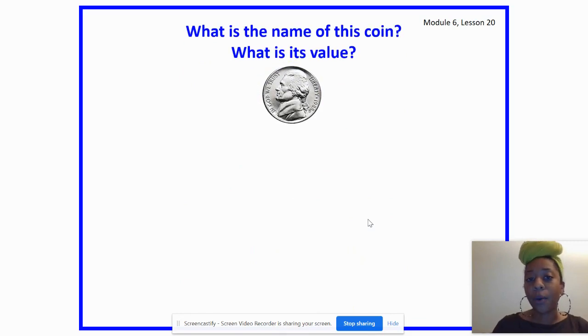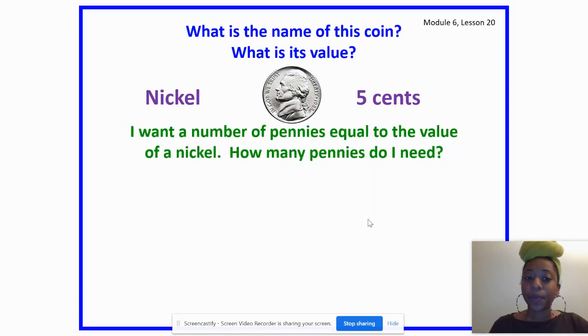What is the name of this coin? What is its value? It's a nickel. You got it. How much is a nickel worth? 5 cents. Good job. I want a number of pennies equal to the value of a nickel. Remember, equal to means the same as. How many pennies do I need to show the value of a nickel?